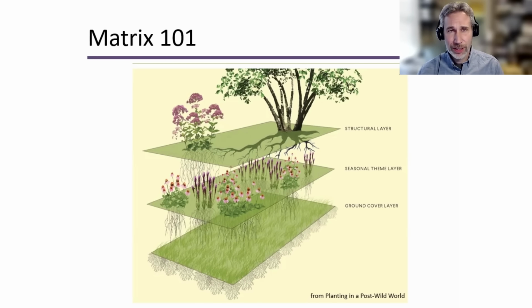And then finally, we have the architectural layer, which would be probably the layer where there's going to be the most with the least number of plants. I mean, so tall shrubs, small trees, tall perennials, plants like that.